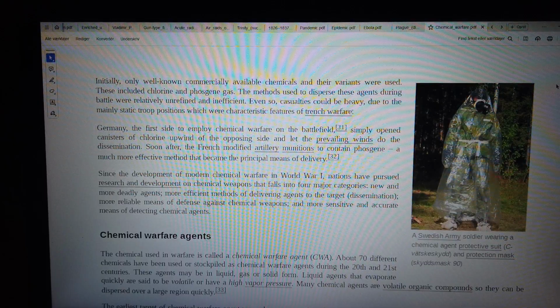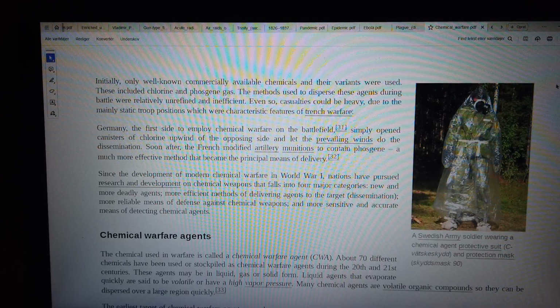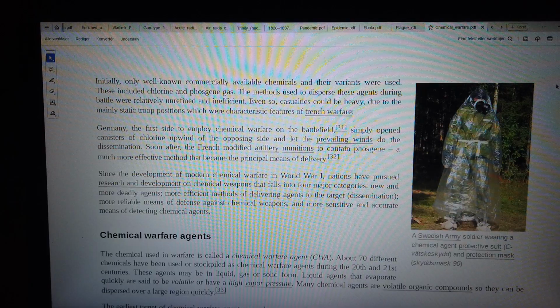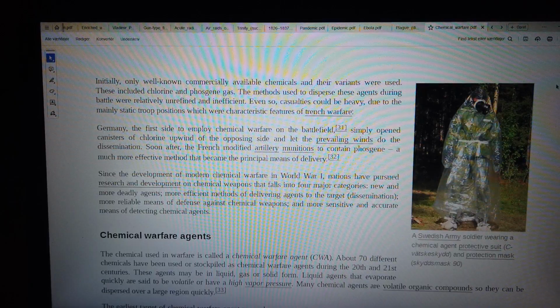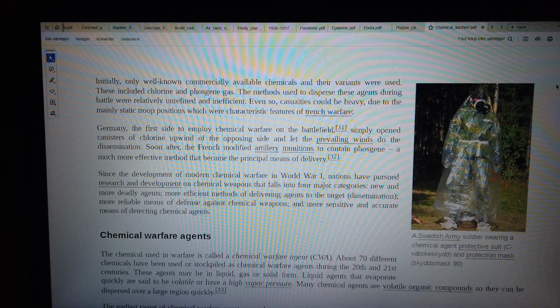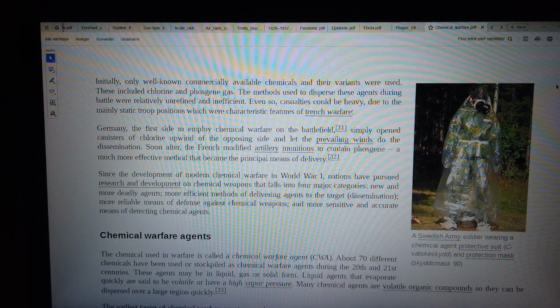Germany was the first side to employ chemical warfare on the battlefield. Simply open canisters of chlorine upwind of the opposing side and let the prevailing winds do the dissemination. Soon after, the French modified artillery munitions to contain phosgene, a much more effective method that became the principal means of delivery.